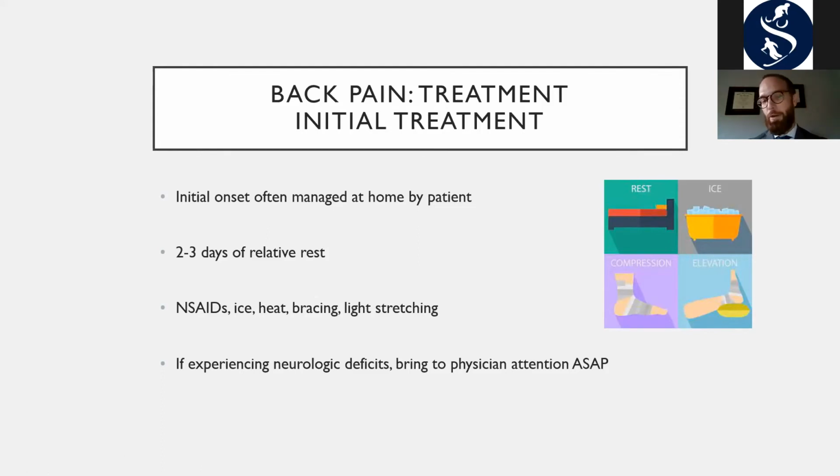Interventions that are available at home include over-the-counter anti-inflammatory pain medications, ice and heat. If you have a back brace, that can be helpful, particularly for those intermittent flares of disc pain. And light stretching can be helpful to maintain motion through the lumbar spine to ensure we're not getting too stiff through these episodes. If you are experiencing neurologic deficits, that's a different equation.